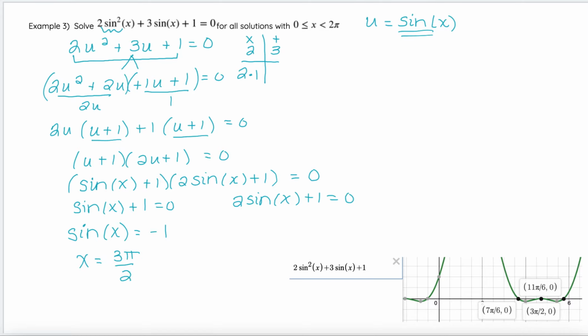I do see 3 pi over 2 as a solution when I'm graphing, finding the x-intercepts where it crosses the x-axis. I also need to find where sine of x equals -1/2, by subtracting 1 and dividing by 2. There are two locations on my unit circle where this happens, at 7 pi over 6 and 11 pi over 6. So we have found the three solutions to this particular one between 0 included and 2 pi, which is excluded.